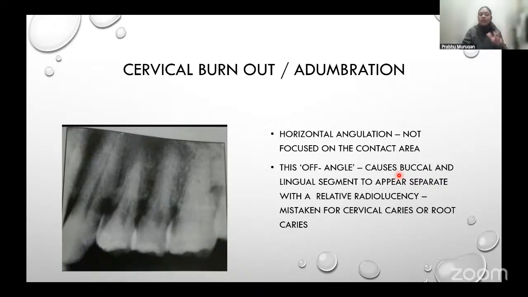Cervical burnout can be distinguished from cervical caries by looking at the margins. If the margins look irregular, or if the margin of the tooth is involved on either side, or if it looks like radiolucency creeping inside the root of the tooth, then it is mostly root caries or cervical caries. So look at the margins. If it is intact, then it is mostly cervical burnout. If it is not intact, then it is cervical caries. This is how we have to distinguish it.